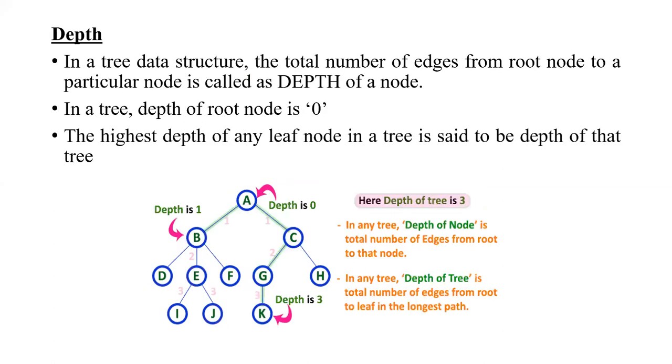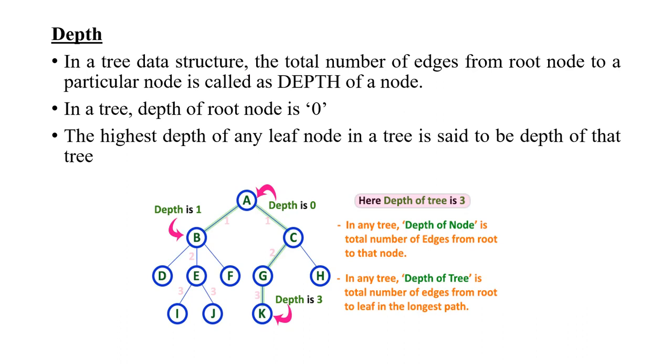In a tree data structure, the total number of edges from the root node to a particular node is called the depth of a node. In a tree, the depth of the root node is 0. The highest depth of any leaf node in a tree is said to be the depth of that tree. So the depth of the tree here is going to be 3. In any tree, the depth of the node is the total number of edges from the root to that node. So the depth of the tree is the total number of edges from the root to the leaf in the longest path.